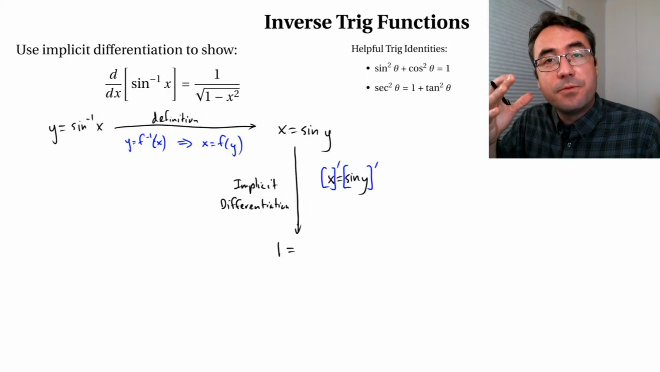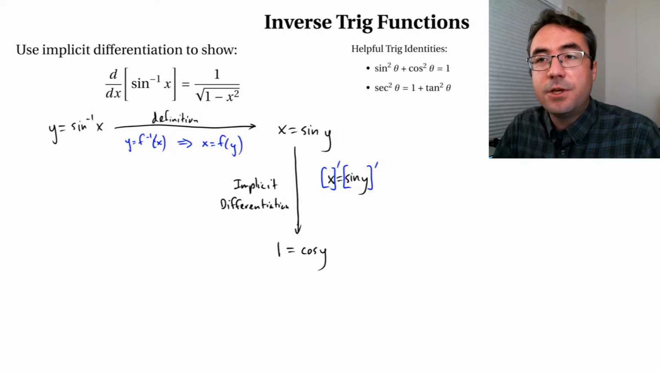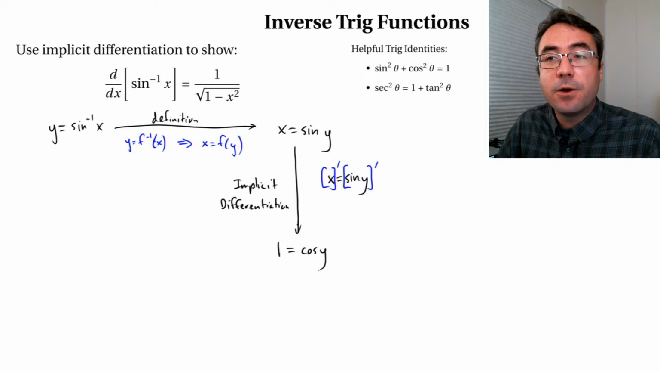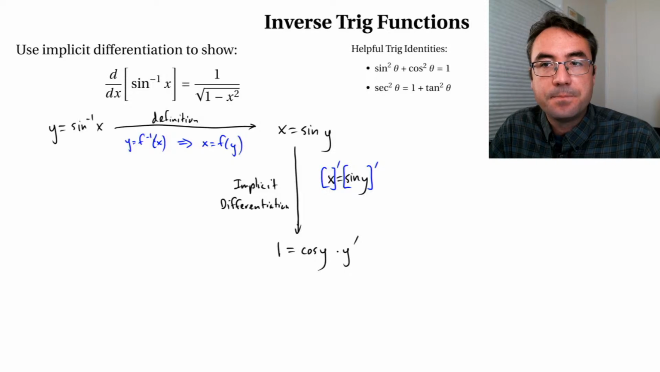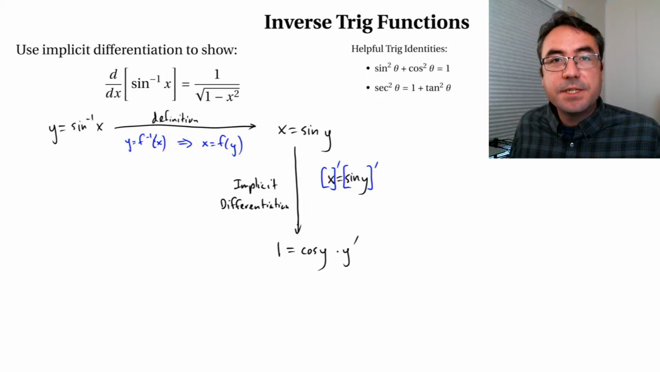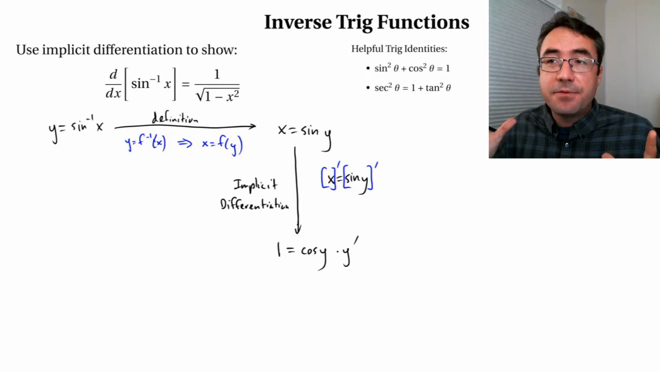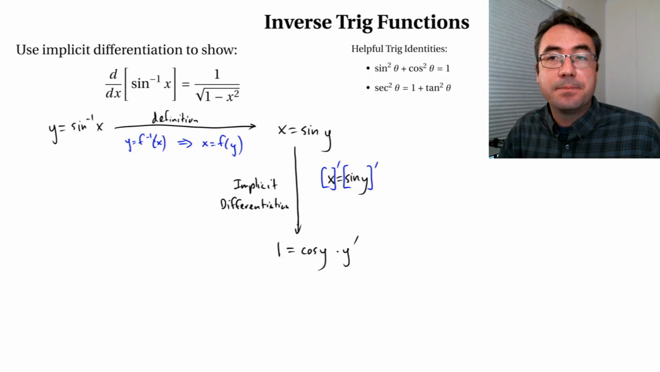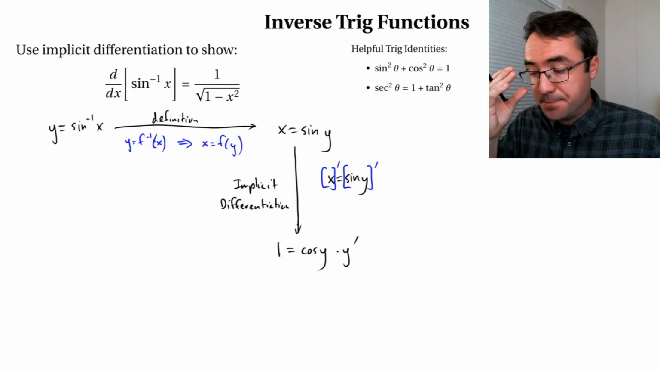When we do the derivative of sine of y, we do the derivative like usual, so the derivative of sine of y is cosine of y. But since we're differentiating a y term, we multiply that by y prime. So implicit differentiation gives us this new equation: 1 equals cosine y times y prime. And that's it, we're done differentiating. Now all we need to do is solve for y prime, and part of that means we have to convert back to x.